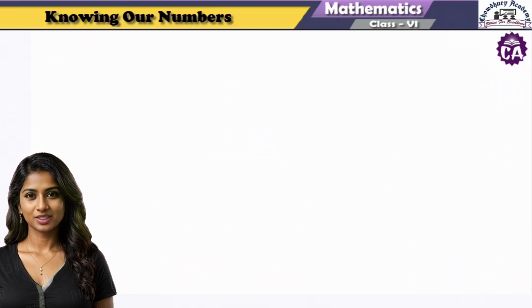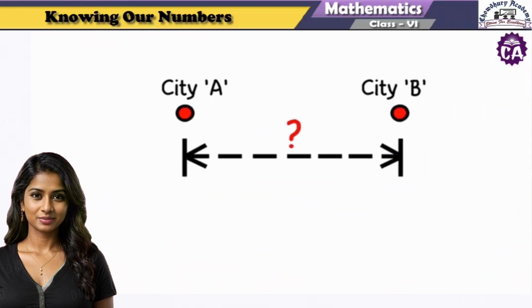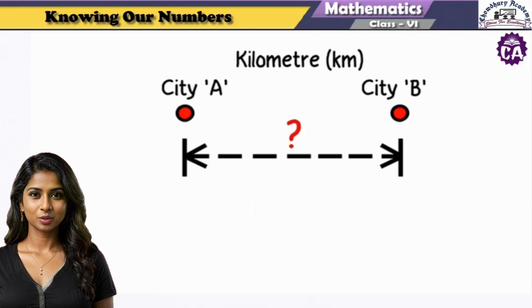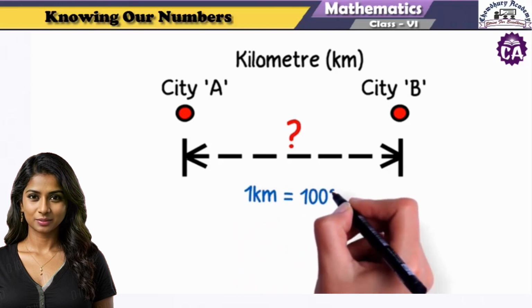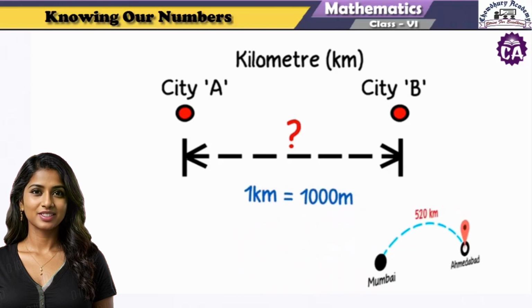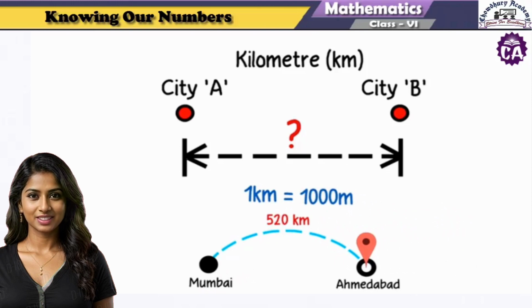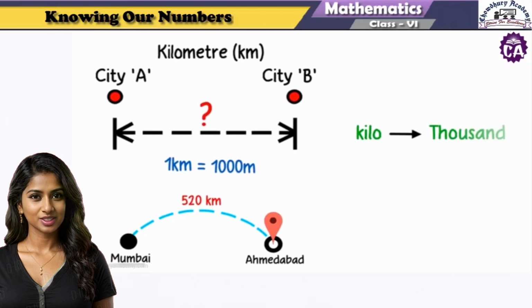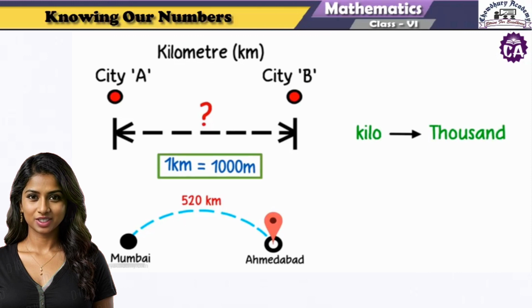What if you want to measure the distance between two cities? Meter as a length would be too tiny. Hence we also have something called kilometers. 1 kilometer is equal to 1000 meters. The distance between Mumbai and Ahmedabad is around 520 kilometers. Remember, kilo is around 1000 of something. Hence, a kilometer is 1000 meters.